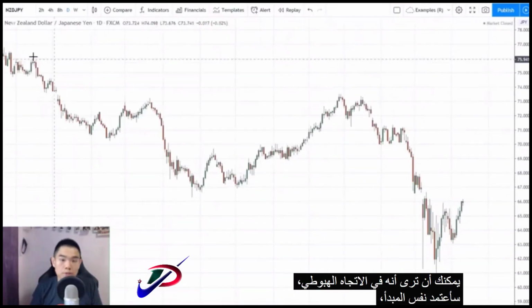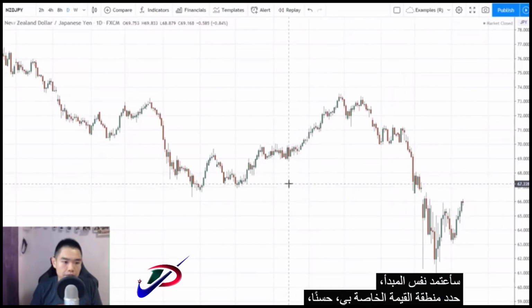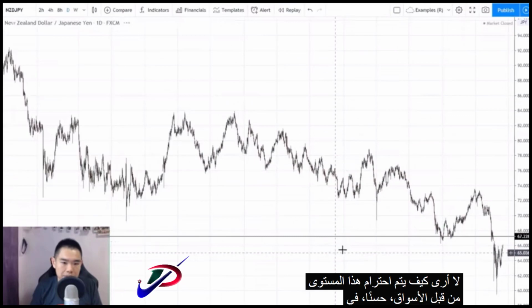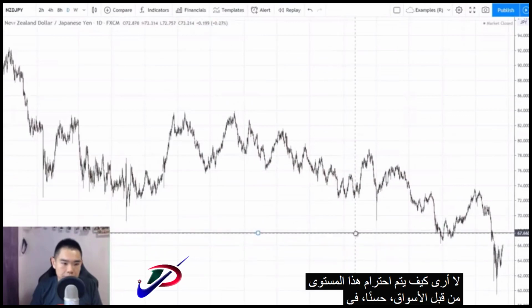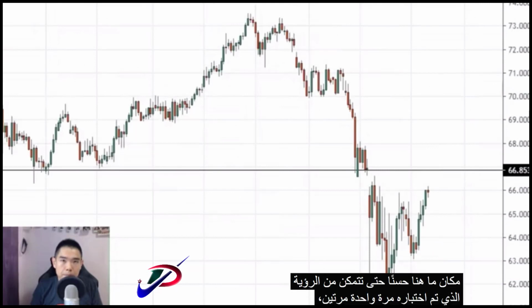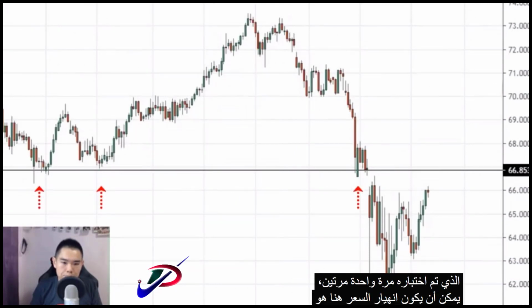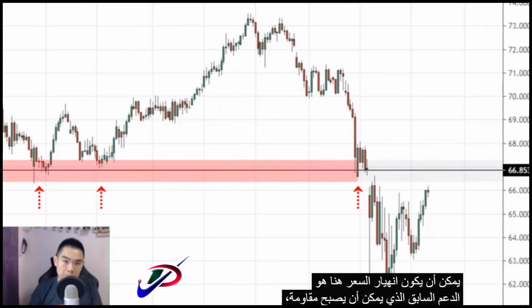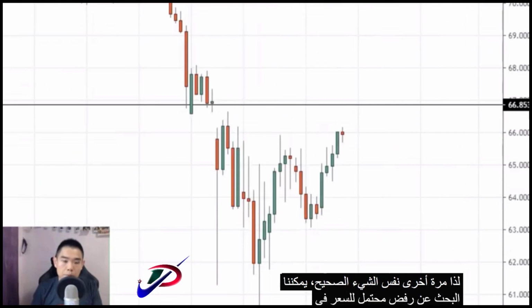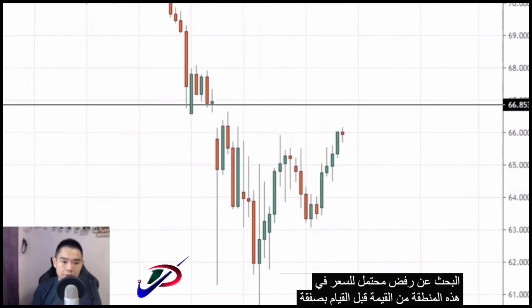I'm going to adopt the same principle, right? Identify my area of value. Just zoom out, see how that level is being respected by the markets. Okay, I think so, I would say somewhere here. So you can see that it tested once, twice, thrice, then broke down here. Previous support could become resistance. So again, same thing, right? We could look for a possible price rejection at this area of value before taking a short trade.